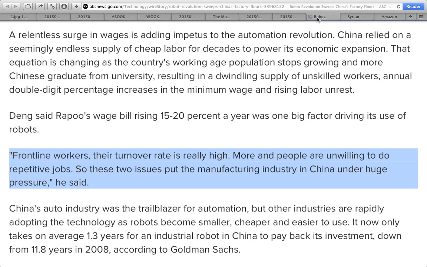So if they force a wage rise, what could happen? Hang on to that for a moment. Frontline workers, their turnover rate is really high. More and more people are not willing to do repetitive jobs. So these two issues put the manufacturing industry in China under huge pressure.